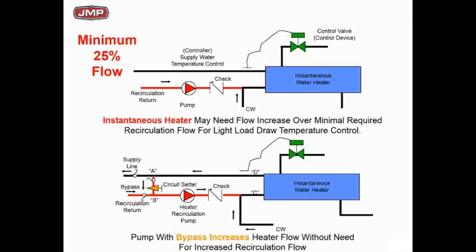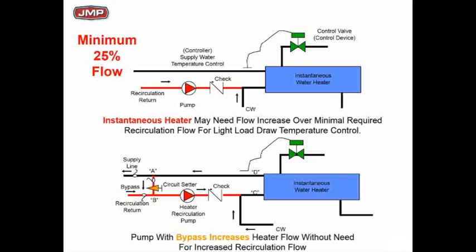So maybe you don't want to run a 2-inch piece of pipe all over your building. One thing you could do is go inside your equipment room, put a little bypass, and where you bypass it, put a circuit setter and set that recirc flow rate for 25 GPM, 25% through the recirc pump. But now your big pipe is only in the equipment room. Also makes a great place to put a little 100-gallon storage tank.